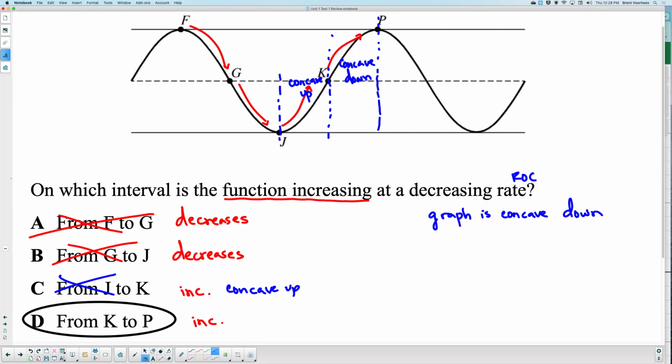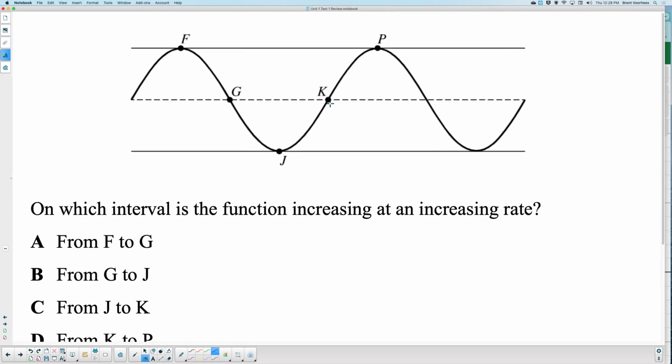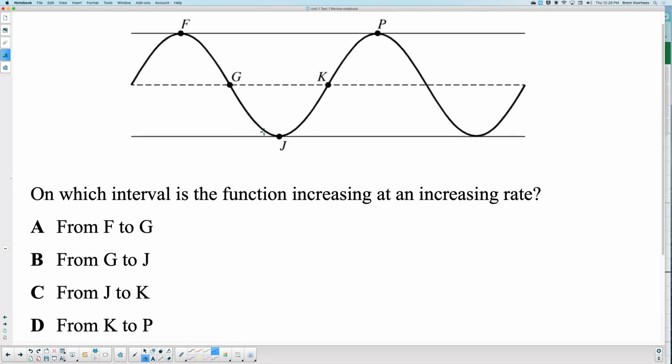I got a couple more of them just to make sure you know how it works. Let's try the next one. Again, if you're watching at home, just pause the video, give yourself a chance to think about it. But in here, you're thinking on which interval is the function increasing at an increasing rate. I'm gonna pause the video. All right, count answers in 5, 4, 3, 2, 1. C is correct this time. Y'all are catching on. What does it mean for the function to be increasing?